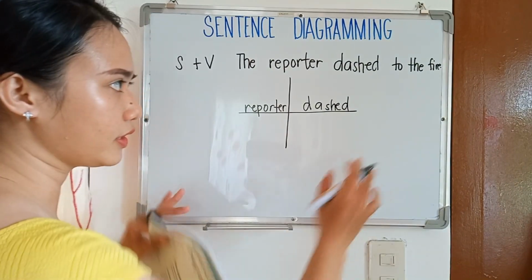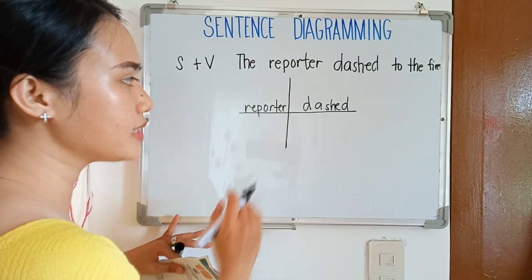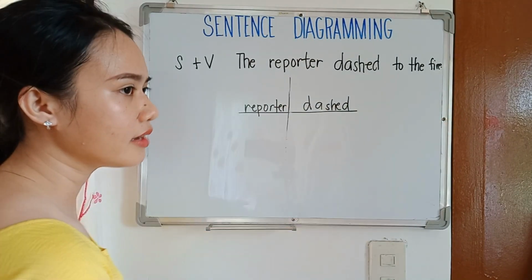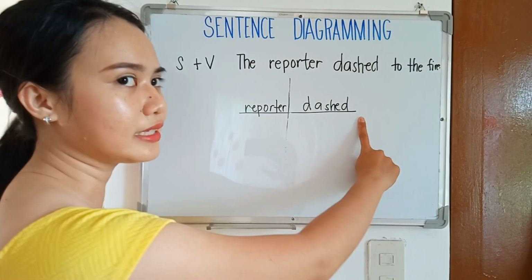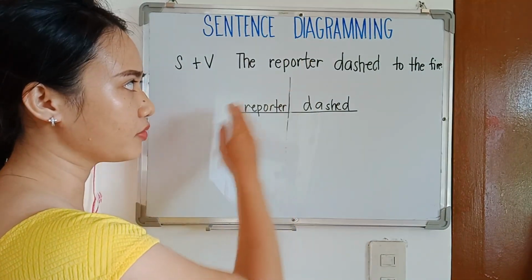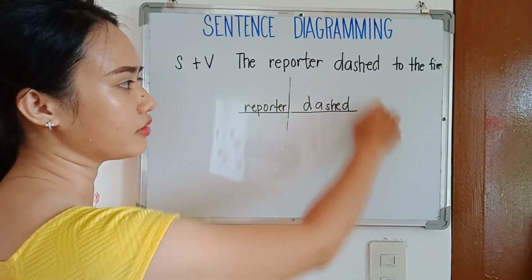By the way, it's not yet complete. We will just focus first on the subject and the verb. So this is how we diagram the subject and the verb in the sentence. Again, first step is we have to draw a horizontal line and a vertical line. Facing the board, the left side is where we're going to write the subject, and on the right side, we will be writing the verb.